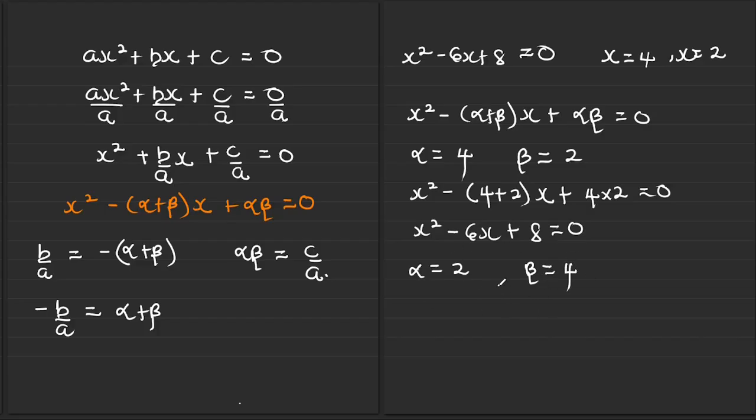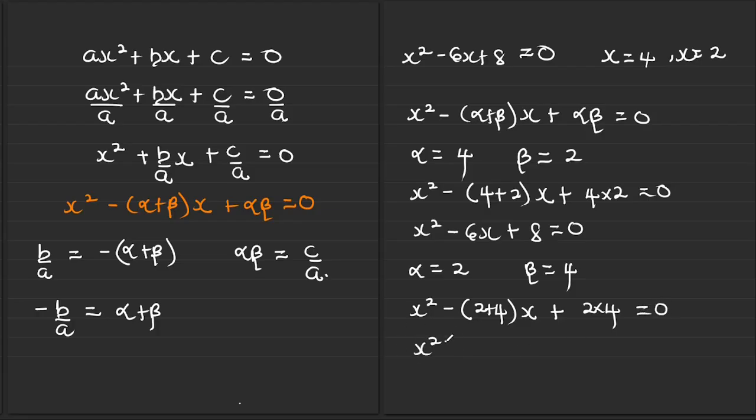Let's see if this can also give us the same answer. Once again, we have our x squared minus the sum of the roots. 2, this time around, is our alpha, and then 4 is our beta. So 2 plus 4 with the x, and then plus 2 times 4. And you realize that it still gives us the same answer.